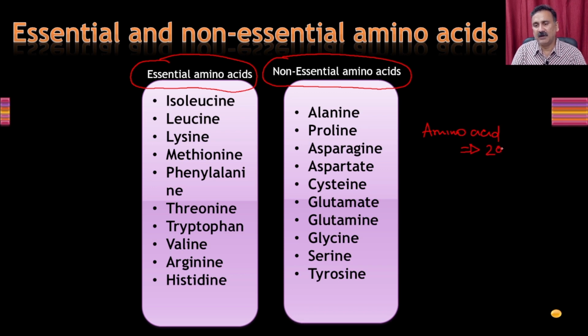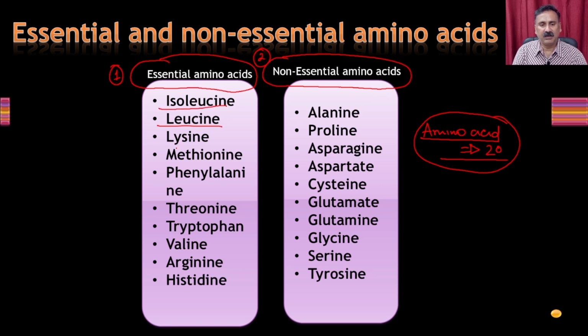You can actually have more than 20 amino acids in the non-naturally occurring amino acids, but you have the 20 amino acids as naturally occurring amino acids, and all these 20 naturally occurring amino acids can be categorized into two categories. One is called the essential amino acids, the other is called the non-essential amino acids. So, essential amino acids are like isoleucine, leucine, lysine, methionine, phenylalanine, threonine, tryptophan, valine, arginine, and histidine.